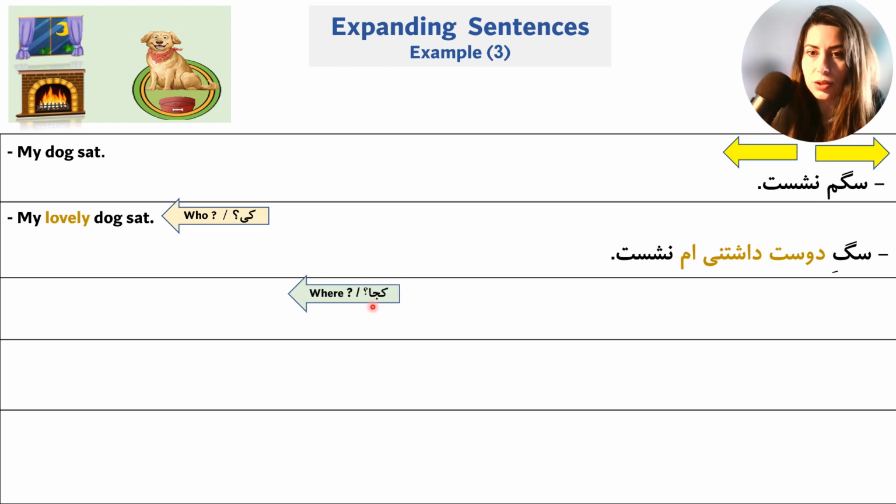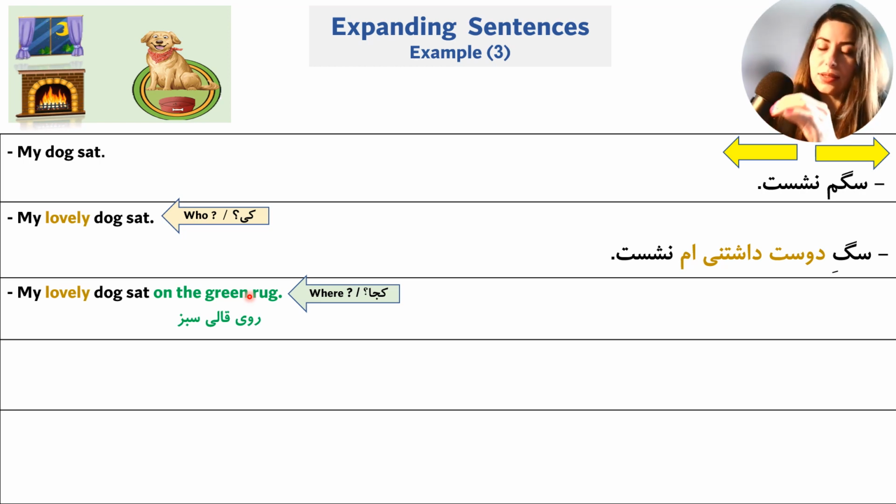Now we can answer the question کجا? On the green rug. So you see there's a rug here and it's green, so on the green rug. روی قالی سبز. We do not say در. Sometimes the learners mix up در with روی. در usually is when inside, but here the dog is not sitting inside of something. He's just sitting on something. So on would be روی, which more literally means above.